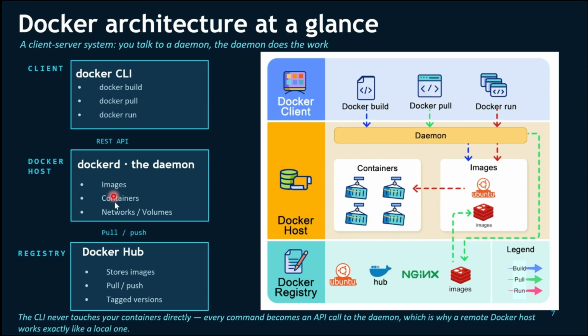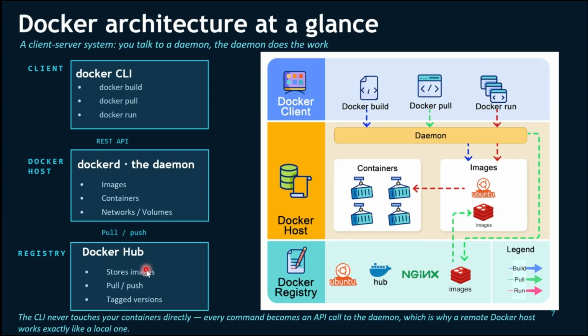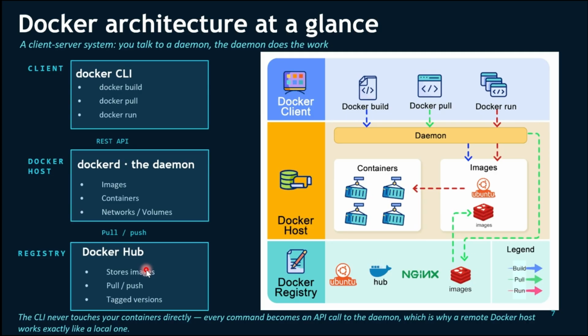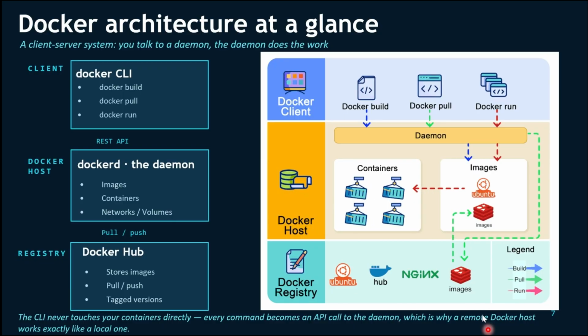And from the Docker daemon, the Docker server or the host, to connect to the registry, it's a pull and push command that we use: push the image once you make any changes, or pull the image when it is needed. You can pull it and run it. So the CLI never touches your container directly, right? Every command becomes an API call to the daemon. It's a REST API call, which is why we have a separate Docker host server. You feel like it's working on the same hardware, but it is actually two different areas.